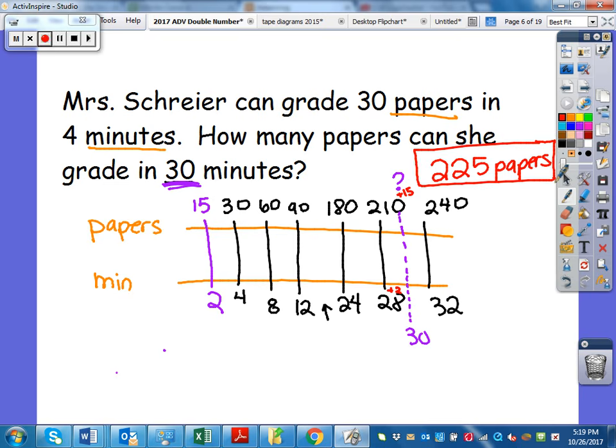225 is halfway between 210 and 240, just like 30 is halfway between 28 and 32.